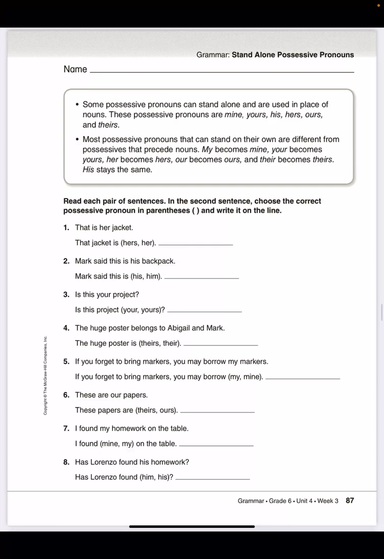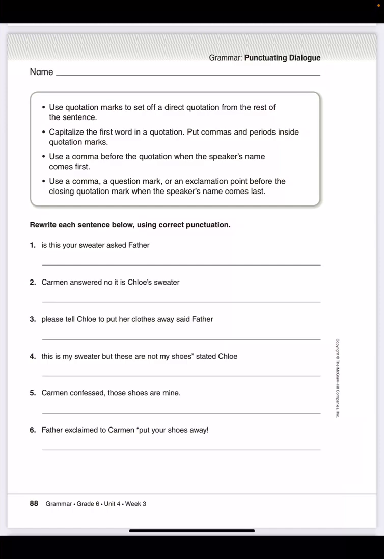And then what I want you to do here is look at the pairs of sentences. They reword it to make the pronoun stand alone. Choose the correct stand-alone possessive pronoun to complete the sentence. And on page 88, this is more about the grammar aspect than the actual pronouns.